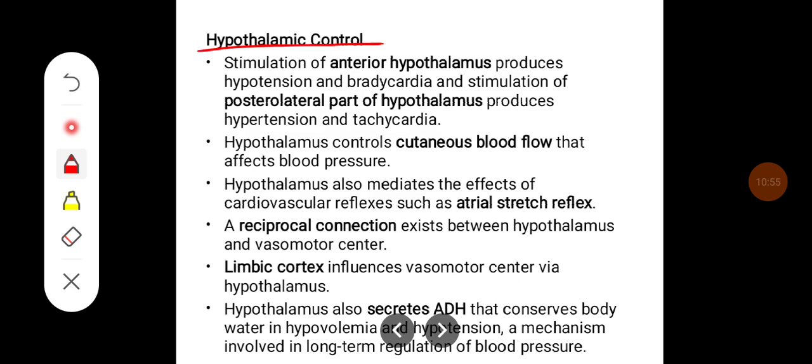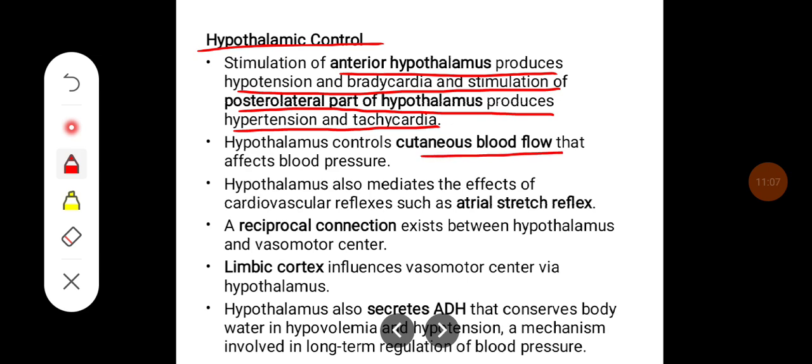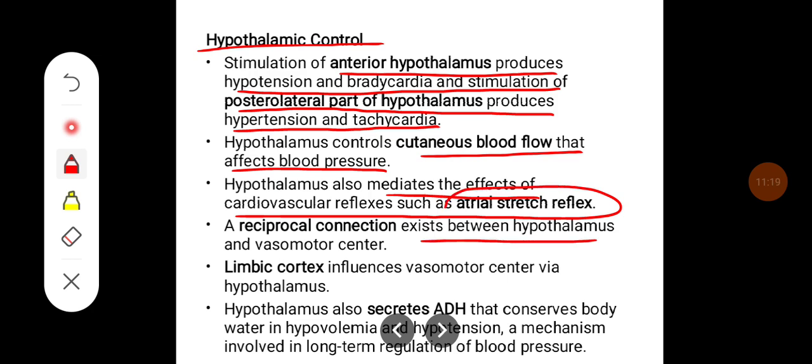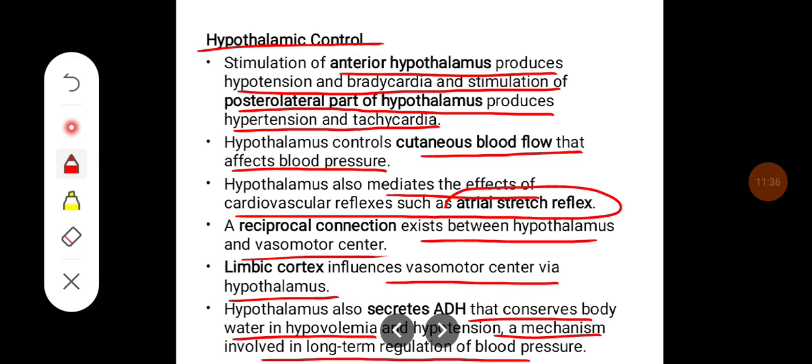Hypothalamic control. Stimulation of the anterior hypothalamus produces hypotension and bradycardia, and stimulation of the posterolateral part of the hypothalamus produces hypertension and tachycardia. The hypothalamus controls cutaneous blood flow that affects the blood pressure. It also mediates the effects of cardiovascular reflexes such as the atrial stretch reflex. A reciprocal connection exists between the hypothalamus and vasomotor center. The limbic cortex influences the vasomotor center via the hypothalamus. The hypothalamus also secretes ADH that conserves body water in hypovolemia and hypotension, a mechanism involved in long-term regulation of blood pressure.